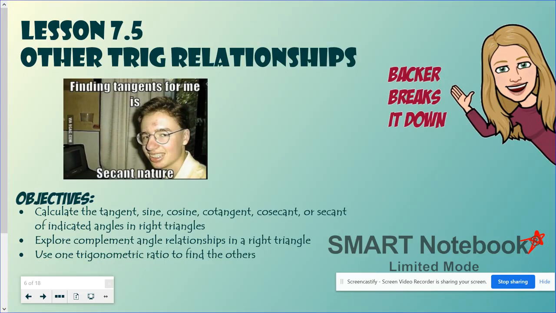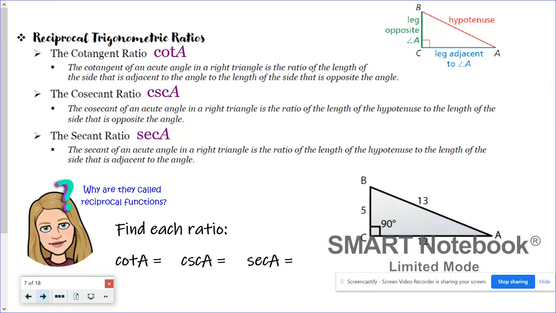In this episode, we are going to take a look at some other trig relationships. So it's going to take us a little bit beyond sine, cosine, and tangent. Secant is one of those. All right, so these three trig ratios are known as the reciprocal trig ratios.